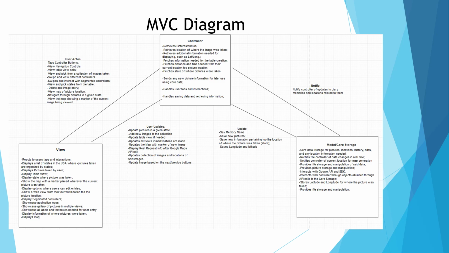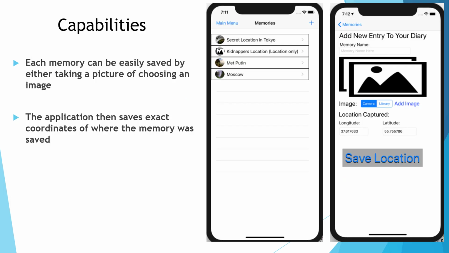And the model just notifies the controller of any changes and vice versa. And this is essentially the MVC diagram. Again, the view and the model never directly talk to each other. They're always going through the controller and they're notifying each other back and forth.